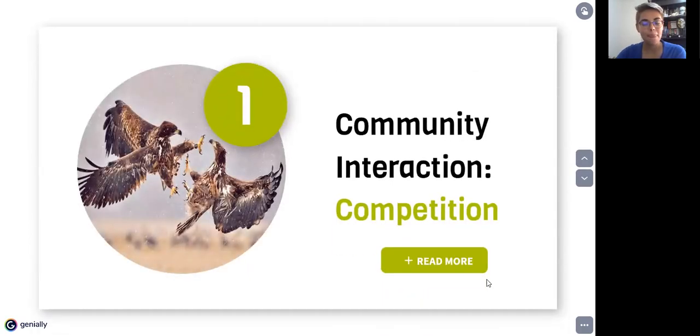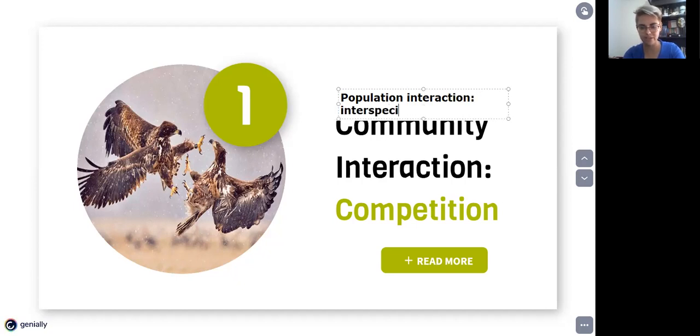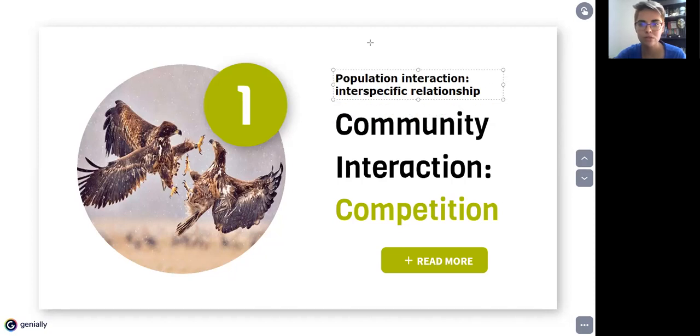The thing that happens between these populations is that they compete. So actually, here, instead of community interaction, I will say that the better term for this will be population interaction. Remember, this is called an interspecific relationship. And we will cross this out because actually this will not be that accurate.